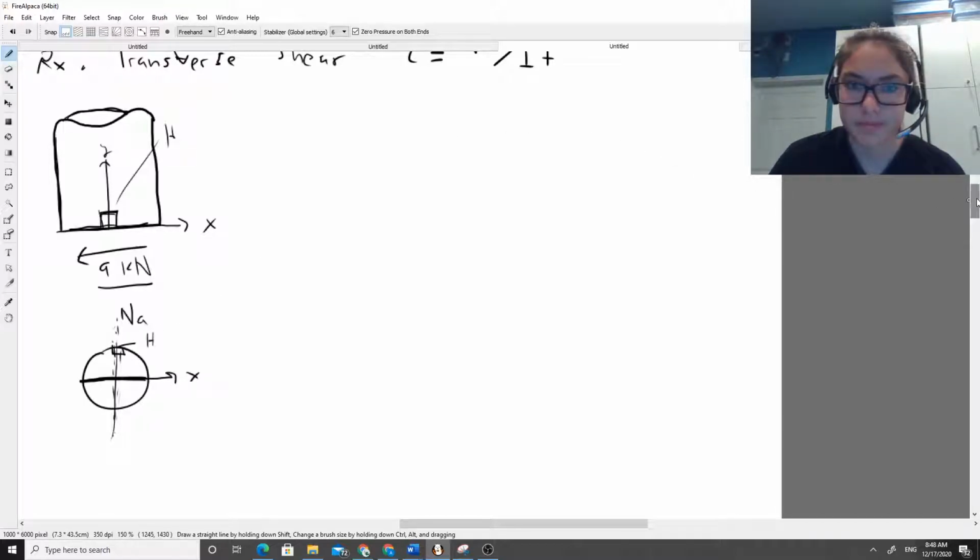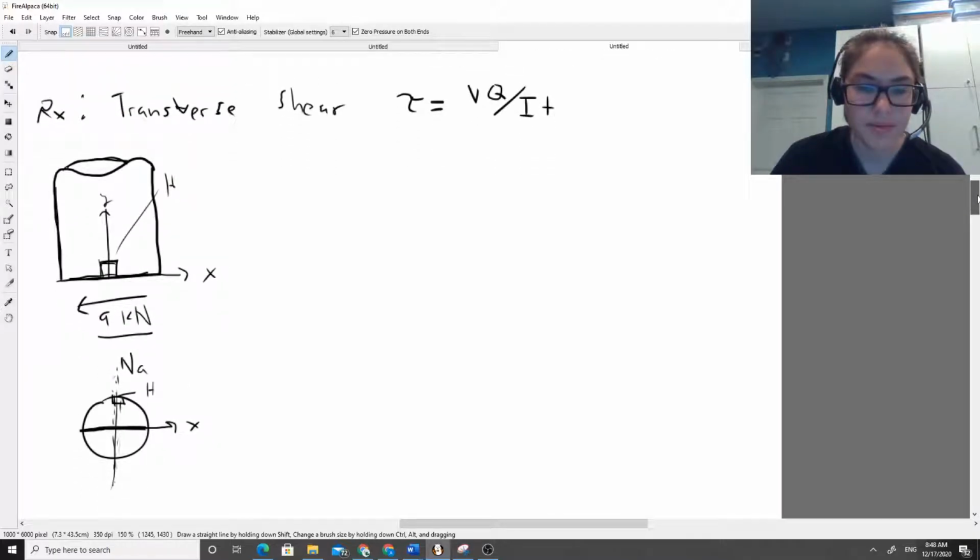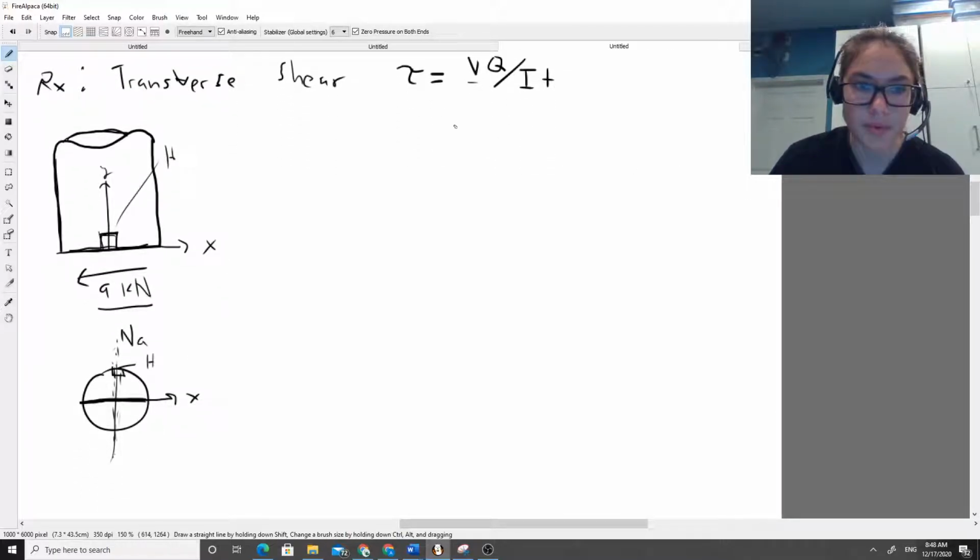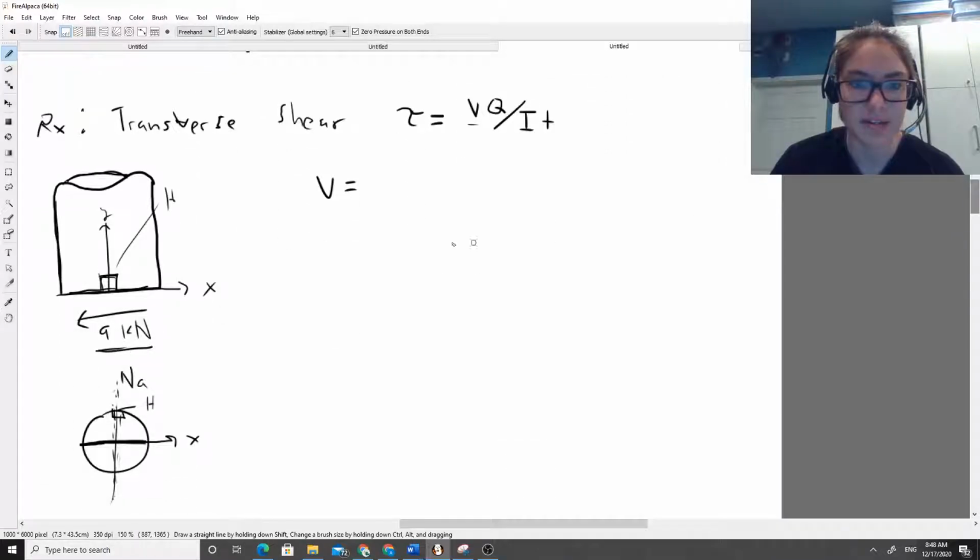So let's go through one by one and figure out what each of these variables means with respect to everything that's going on in these pictures. V is pretty easy to figure out. That's just our shear force. It's plainly given by our reaction force, so that's just going to be a negative 9 kilonewtons.